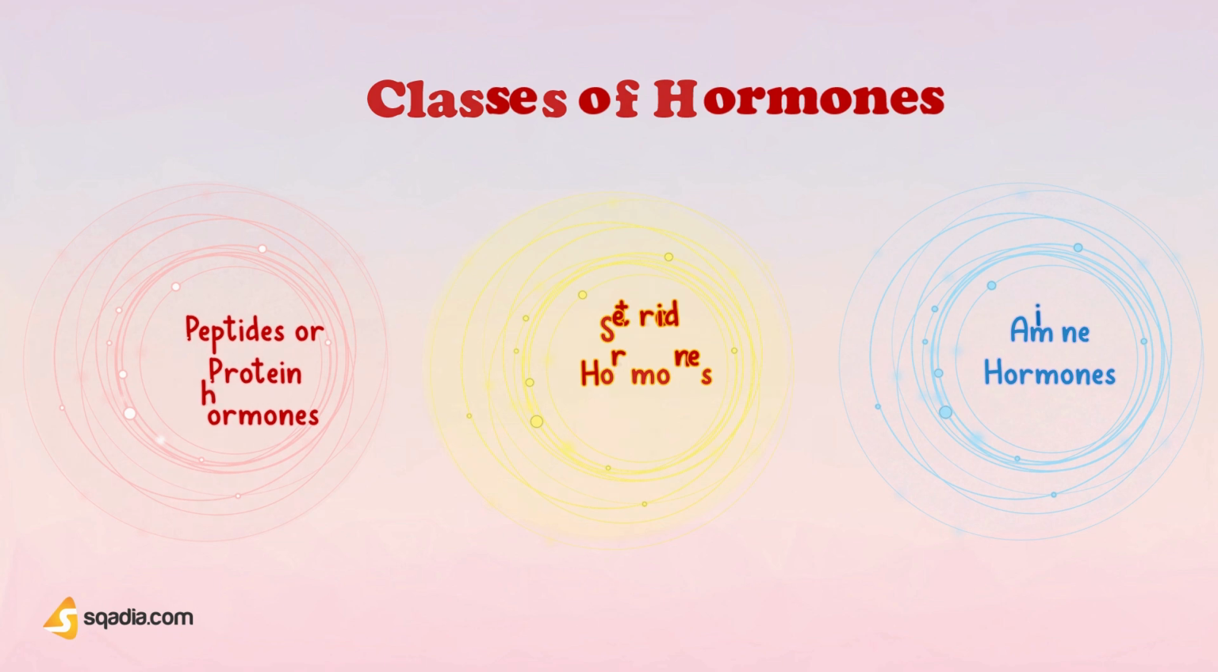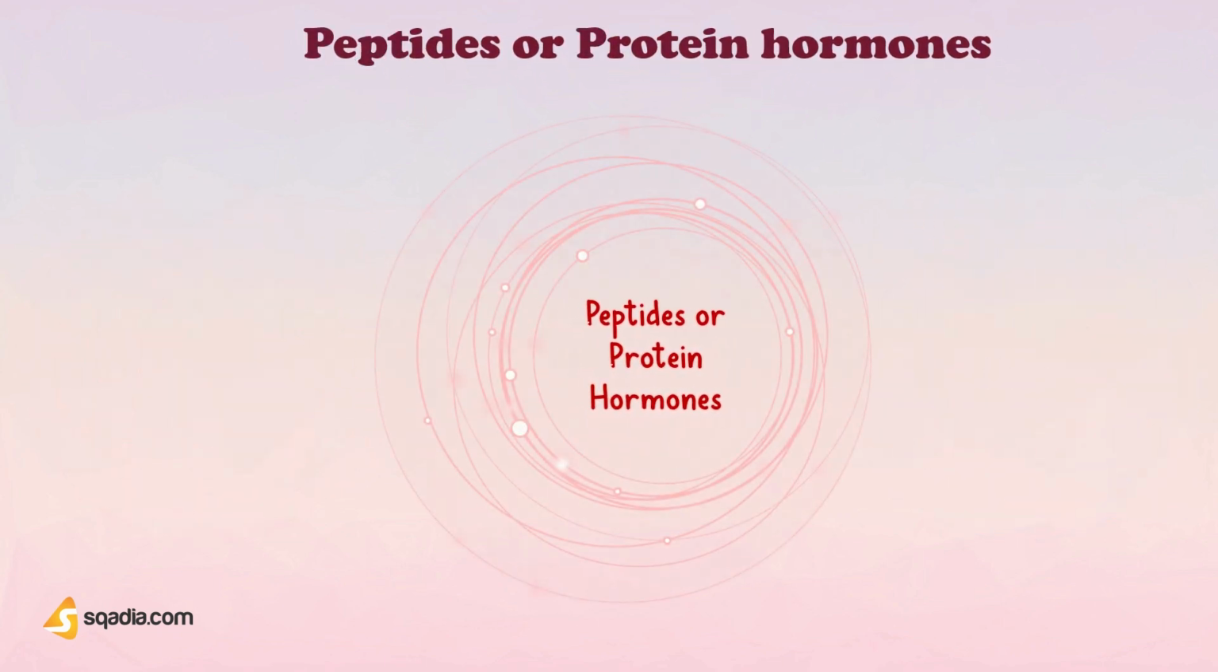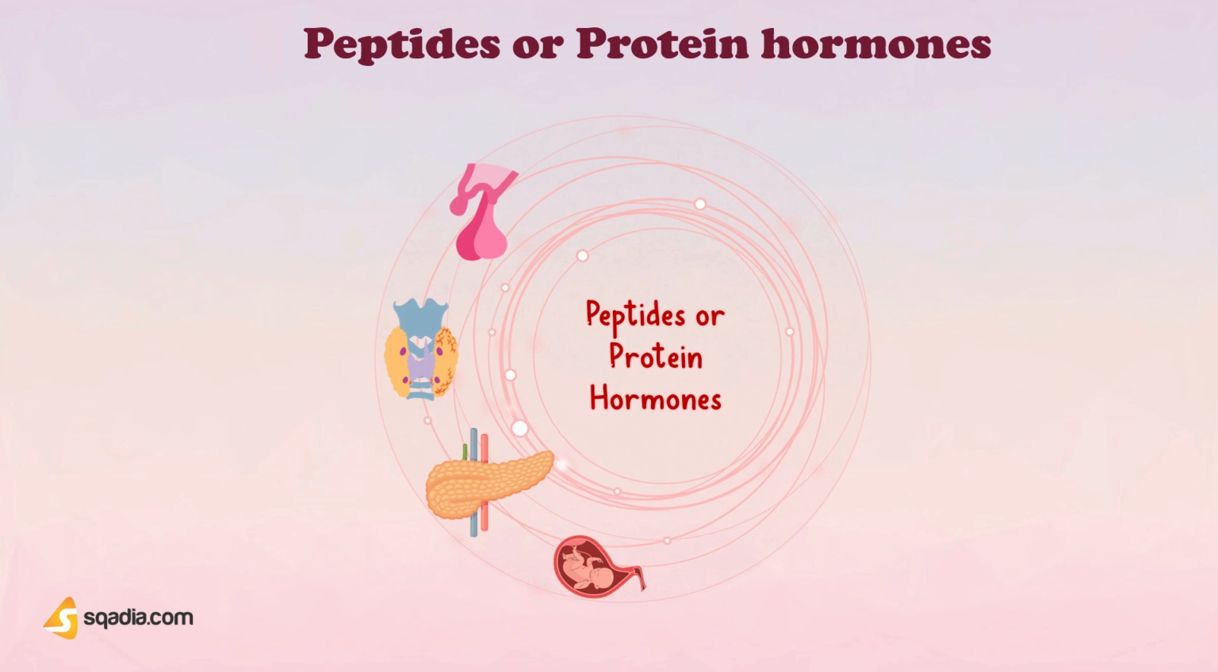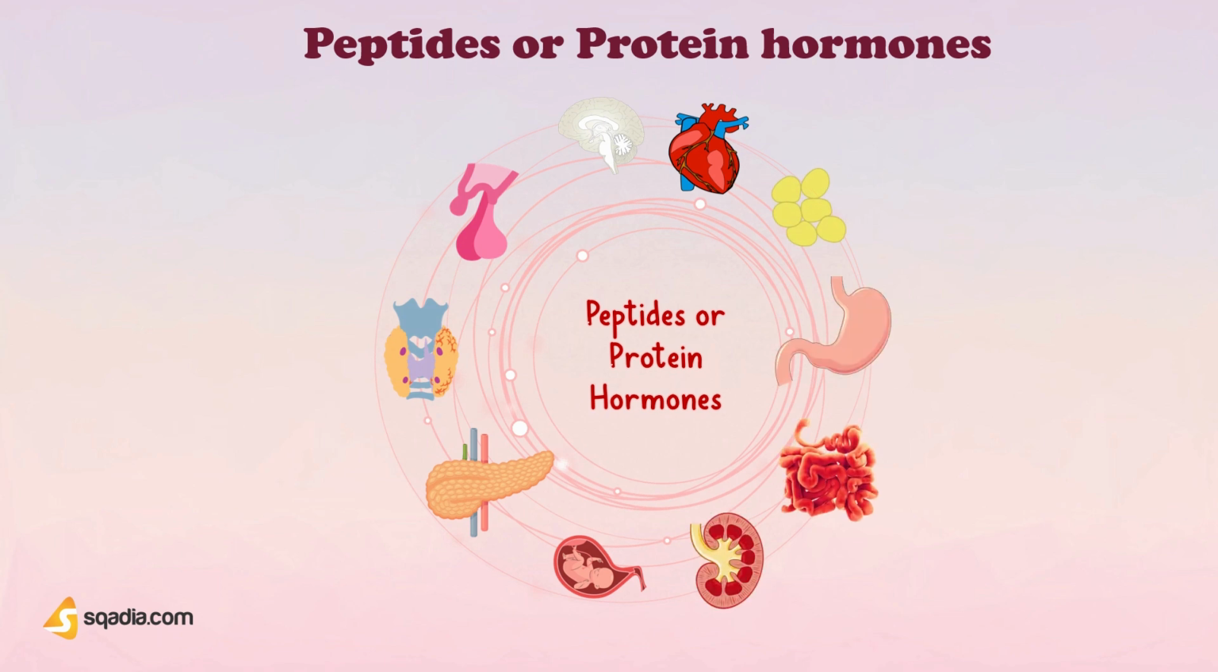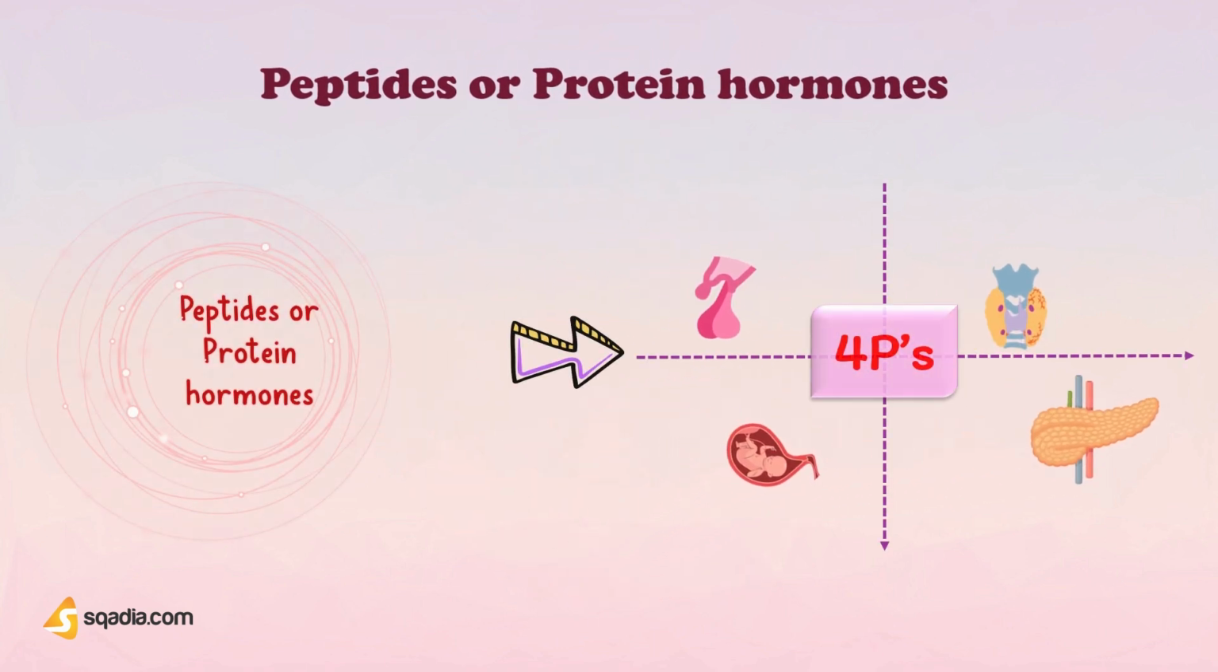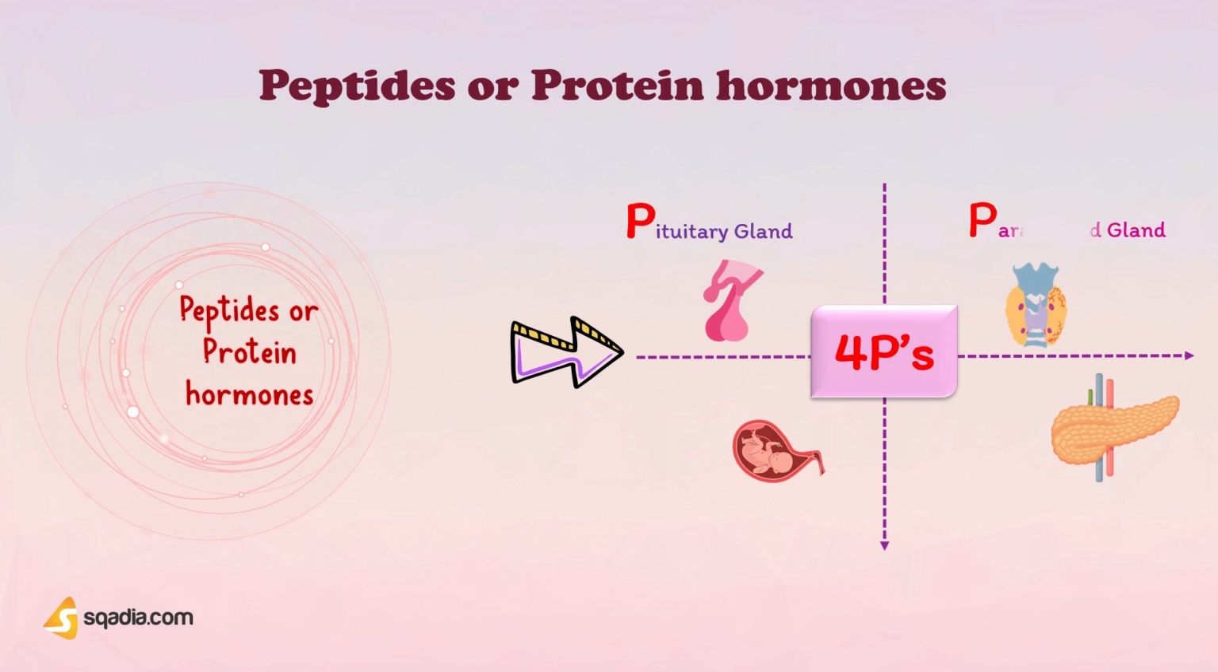Most of our hormones are peptides or protein hormones, including hormones secreted by the pituitary gland, the parathyroid gland, the pancreas, and the placenta. This group also includes peptide hormones secreted by the hypothalamus, heart, adipocytes, stomach, small intestine, and kidney. But if you find it hard to remember all of them, mainly you can learn this only by the 4 Ps. It included the pituitary gland, parathyroid gland, pancreas, and placenta.